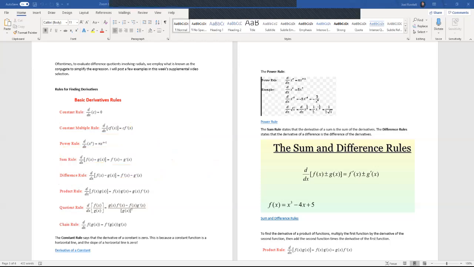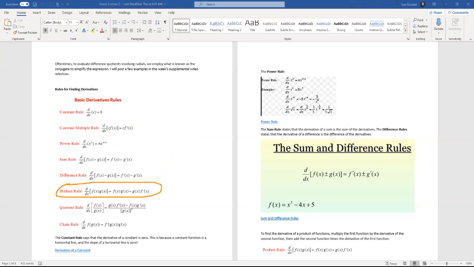Next, we have the product rule. The product rule says that if you're looking for the derivative of two functions multiplied together, f of x times g of x, in order to find the derivative, you take the first function times the derivative of the second function, and then you add to that the second function times the derivative of the first.